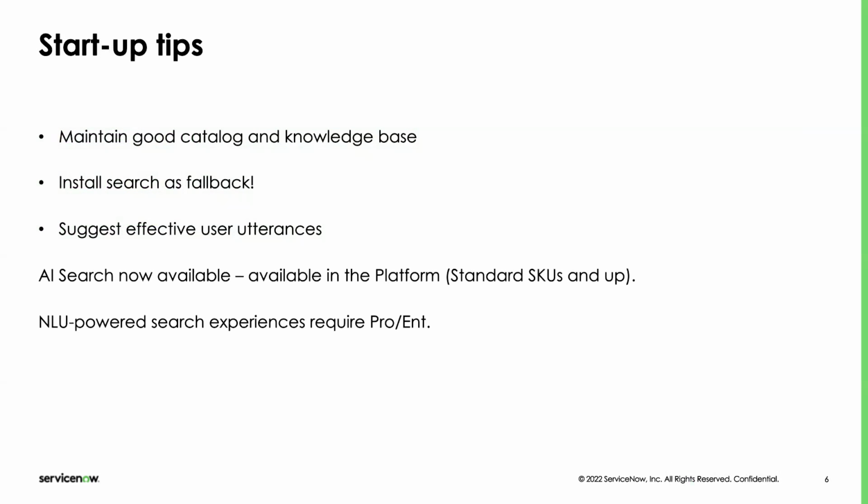So, some start-off tips before we get started. You should maintain a good catalog and knowledge base. The better your data, the better the results, obviously. With a good catalog and knowledge base, it's a good way for the AI search or the contextual search to provide your users with the most relevant results and with up-to-date results. So maintaining your data sets is important.